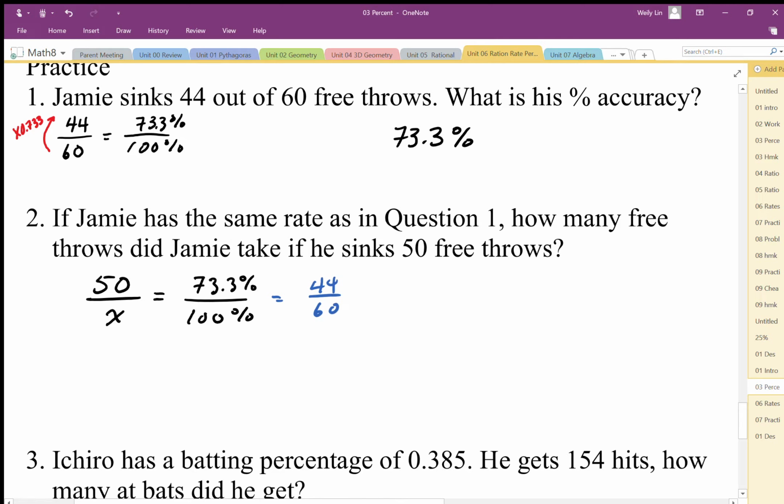I know my decimal multiplier is going to be 73.3%, but I'm going from top to bottom. Bottom to top is my decimal multiplier. So to go from top to bottom, I'm going to divide. So I start with 50, and I'm going to divide by 0.733, and I get about 68. Okay, so it's actually 68.21, but to round, we can't have part of a free throw, so we're going to say that 68 free throws. And that's our attempts.